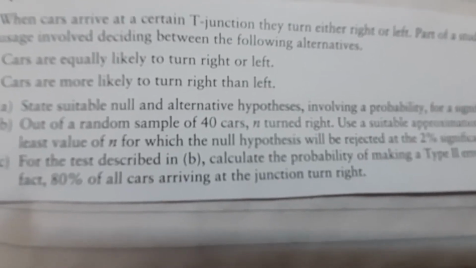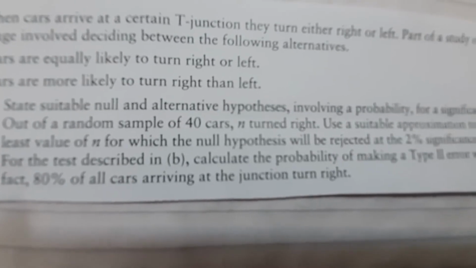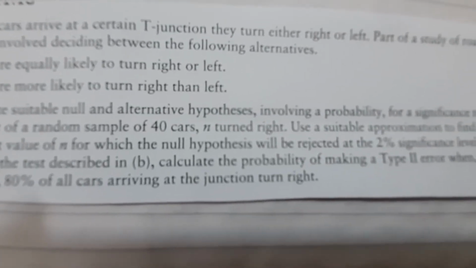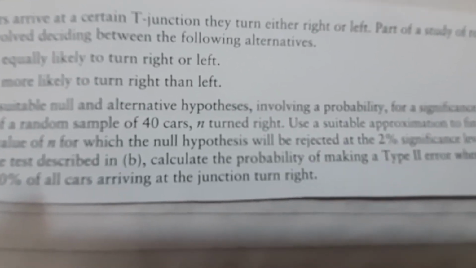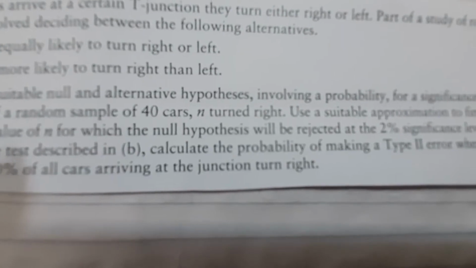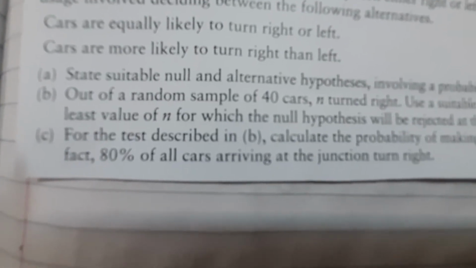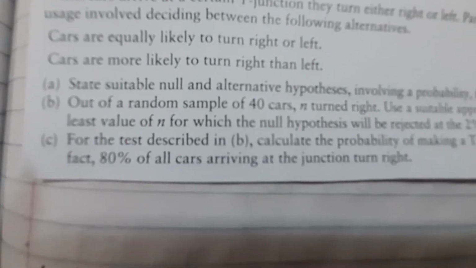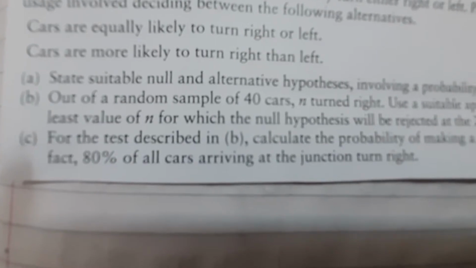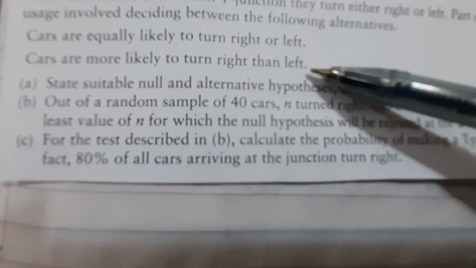And the second part of the question is saying that if the sample size is 40 cars, then what is the least number of cars for which you will reject the null hypothesis if the significance level is 2%. And the last part is saying find out the type 2 error when the new value is 0.80 is given to you. So let's start with the first part, which is saying find the suitable null and alternative hypothesis, which is very much clear from these two lines, right?